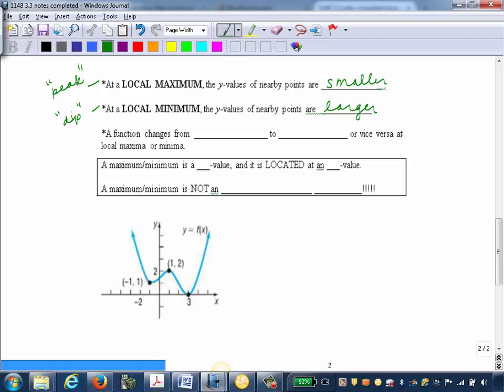A function changes from increasing to decreasing, or vice versa, from decreasing to increasing, at local maxima or minima. Maxima is plural of maximum. Minima is plural of minimum. A maximum or a minimum is a y-value, and it is located at an x value. A maximum or minimum is not an ordered pair.